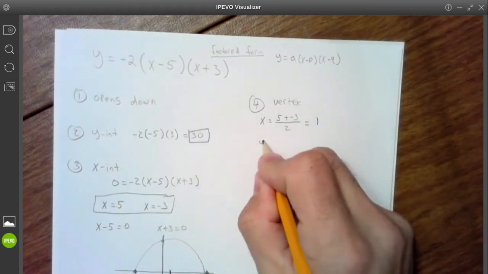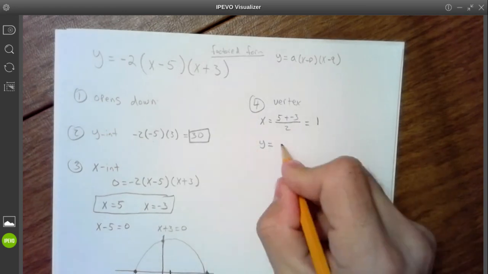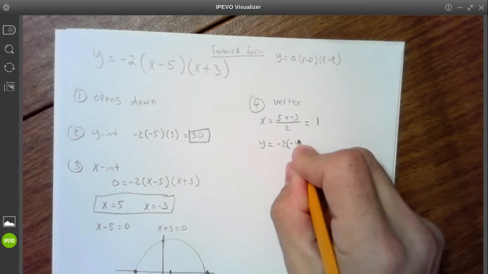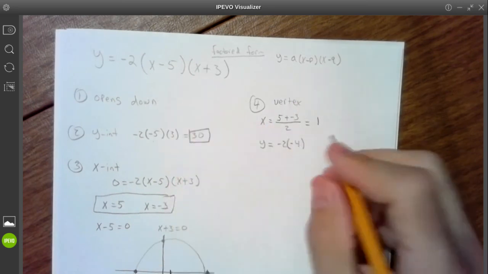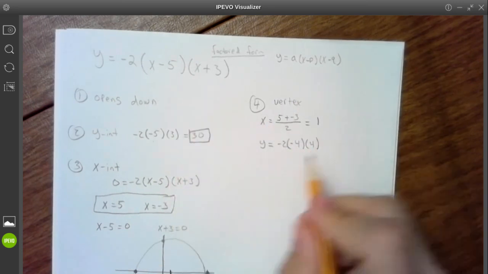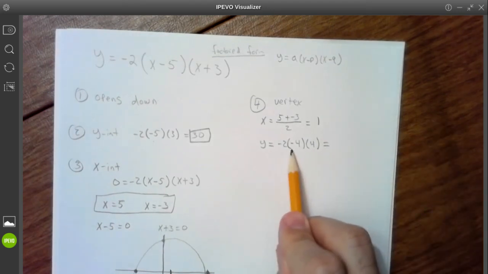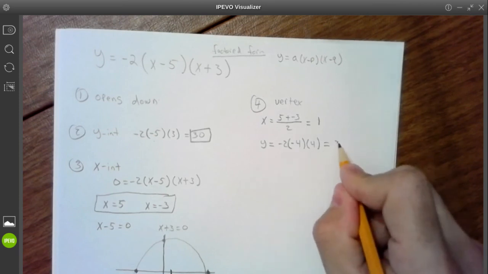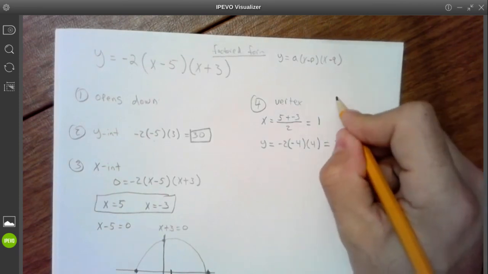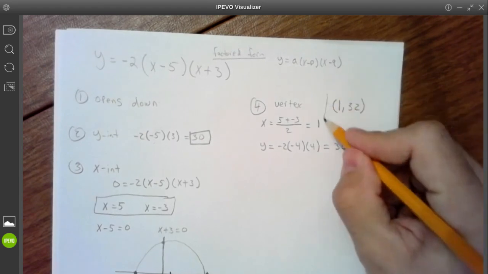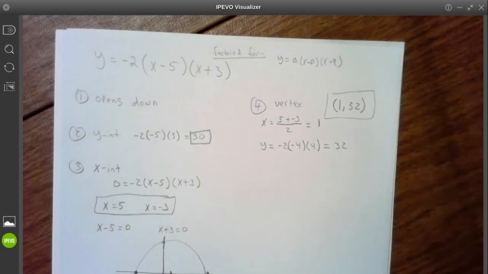Okay. So to find the y, I'll do negative 2, and I'll do 1 minus 5. Then I'll do 1 plus 3, which is 4. And then work this out. That'll give me my y value. This is positive 8. 8 times 4 is 32. So my vertex is the point 1, comma 32. Nice. All right, so 1 and then 32 high, that's going to be my vertex right there.